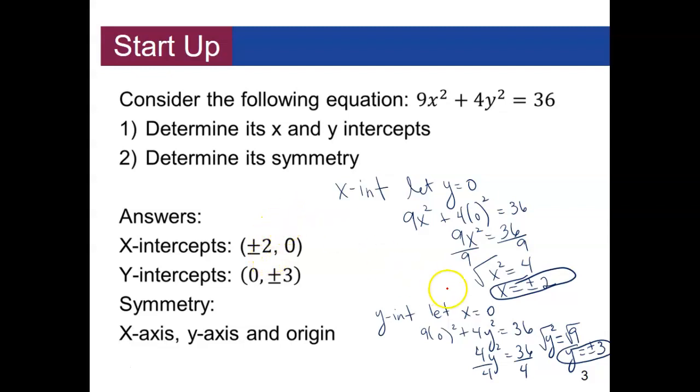And then if you find the y-intercepts, you let x be 0, so put 0 in for x and solve that. Remember when you take the square root to do plus or minus, and you get the y-intercepts of 0 and plus or minus 3.